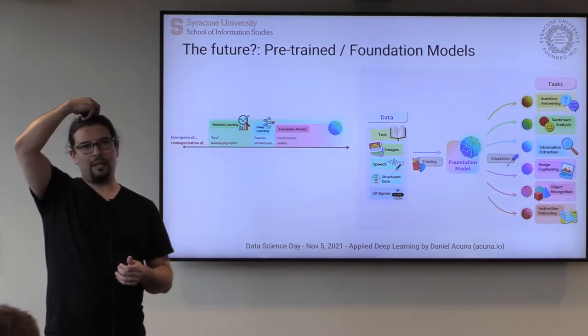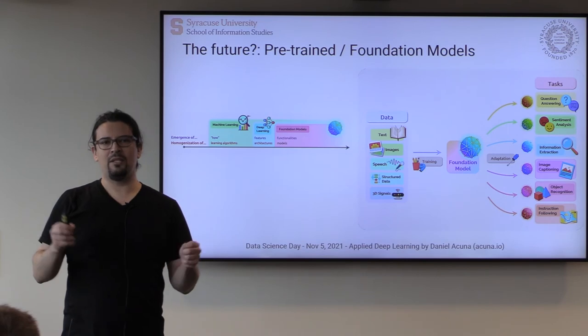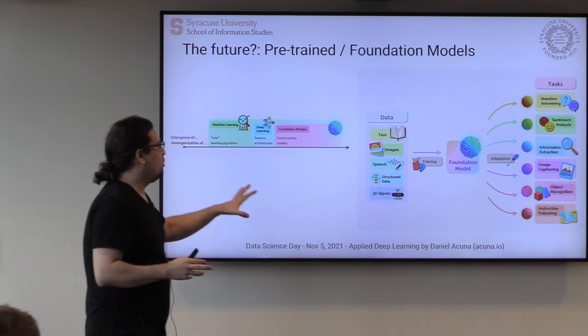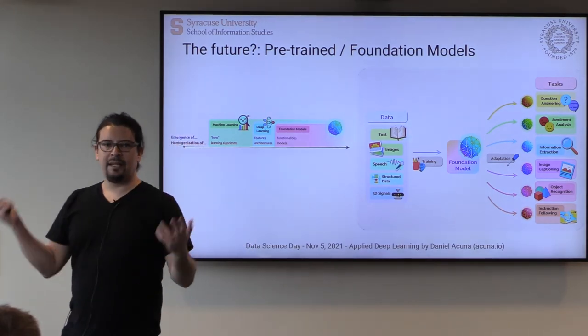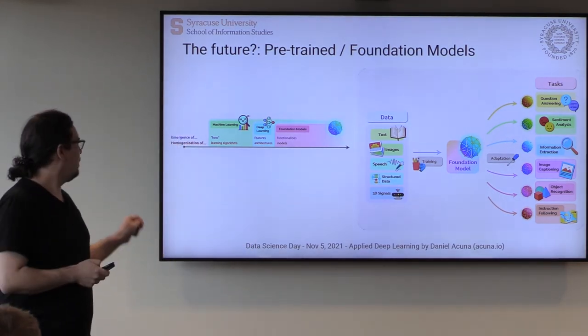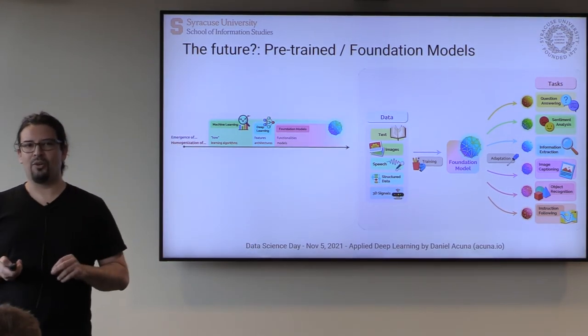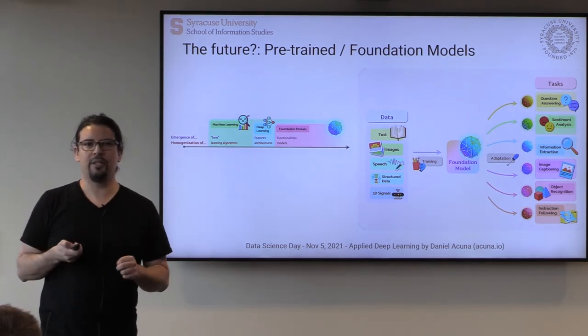Now, this is a cool new development where we have these huge models that are trained on different tasks, and these are called foundation models. This is the latest and greatest, and you can read more about this. Just Google foundation models, and it's the next iteration of deep learning.